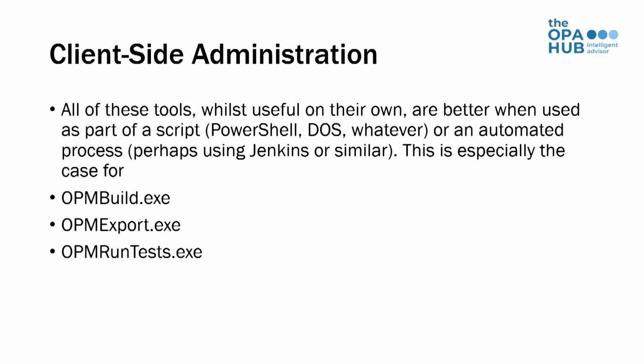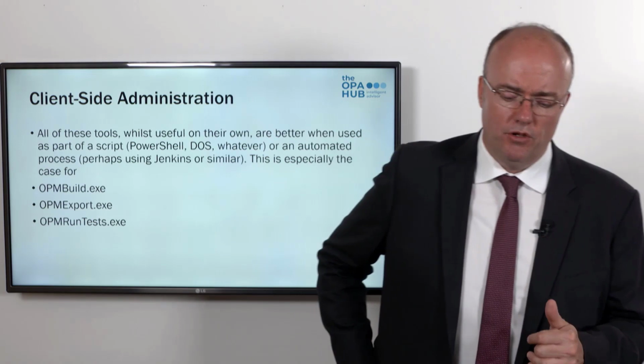So if you use Jenkins, or PowerShell, or some other scripting language, it makes sense that you'll want to use these to automate part of your migration process, your testing process, whatever. But just running them as a command line is useful and fun, but they tend to be much more powerful when they're integrated into a bigger picture. This is especially the case for build, export, and run tests, because as their name suggests, they build the project, they export it to a zip, or they run test cases. As we'll see in a later chapter, Oracle Policy Modeling allows us to build lots of use cases and regression tests to test that our rules actually work.